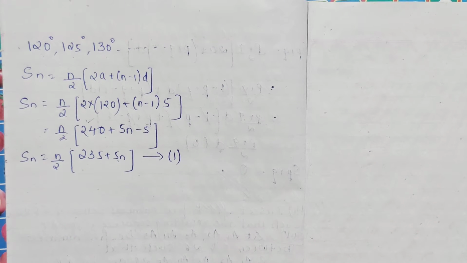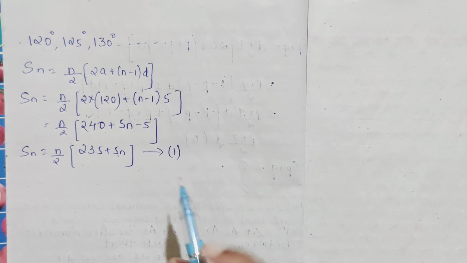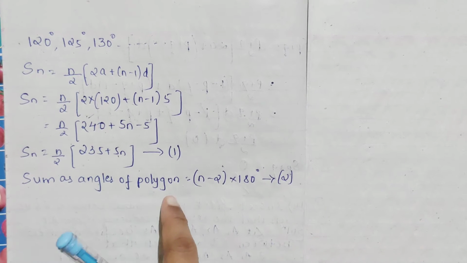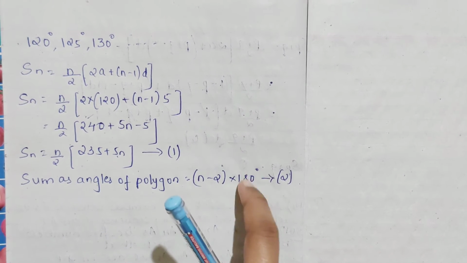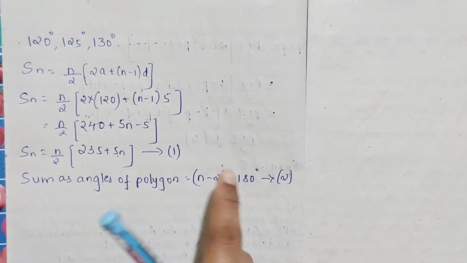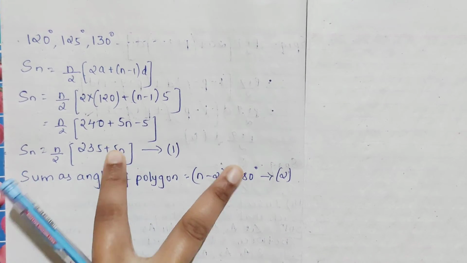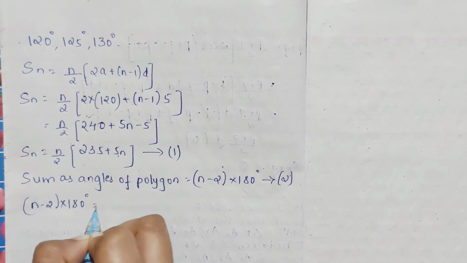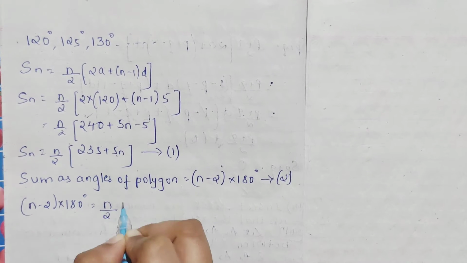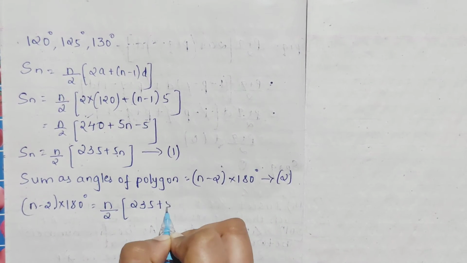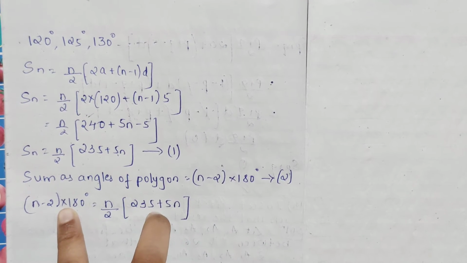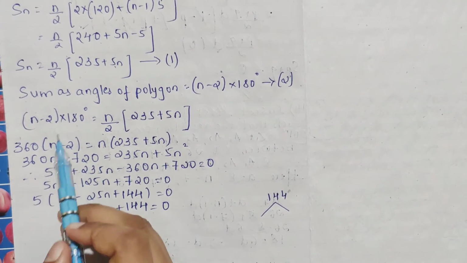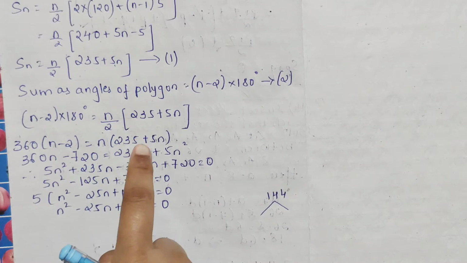Take this as 1. In lower classes you have studied that the sum of angles of a polygon is given as N minus 2 into 180 degrees. So this sum and that sum we will equate. Sum of the polygon is N minus 2 into 180 degrees, and our sum is N by 2 into 235 plus 5N. Now just equating everything and finding N. Multiply by 2, so you get 360 into N minus 2 is equal to N into 235 plus 5N.